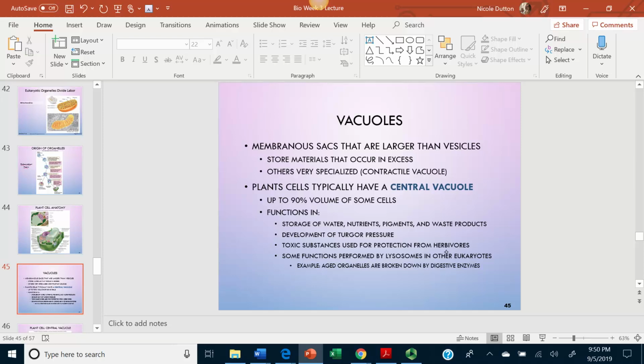Toxic substances can be used for protection from herbivores, so they can store a whole bunch of toxins. That's why some plants are poisonous, especially to cats. If you have household plants, you shouldn't let your cats be chewing on certain plants because it can kill them. Poinsettias are one of them. And then we have some functions that are performed by lysosomes in other eukaryotes. The vacuoles actually contain some digestive enzymes in certain cases. So this central vacuole can be up to 90% of the volume of some cells. So plant cells are kind of known for their large storage vacuoles.